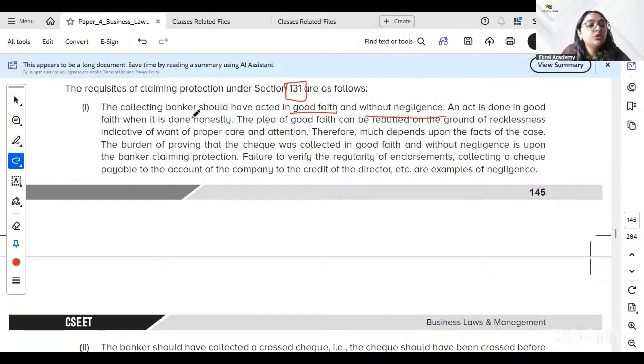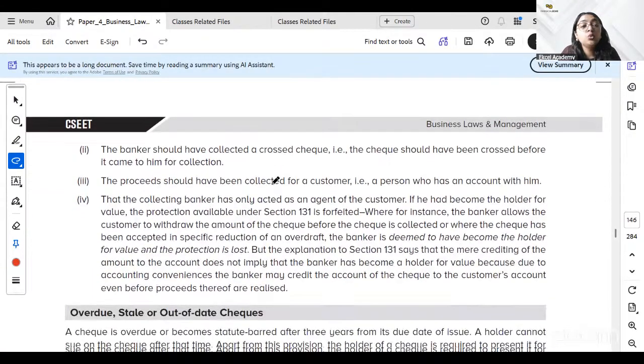It's in good faith when it is done honestly. A plea of good faith can be rebutted on the ground of recklessness. Let's say, for example, you did not check the customer's signature, you did not check the amount. Failure to verify the regularity of endorsements, or collecting a check payable to the account to the credit of the director, are examples of your negligence. You have paid it to someone else. Your director is of course a representative of the company, but that does not mean you credit the account of the director, because they are two different accounts.